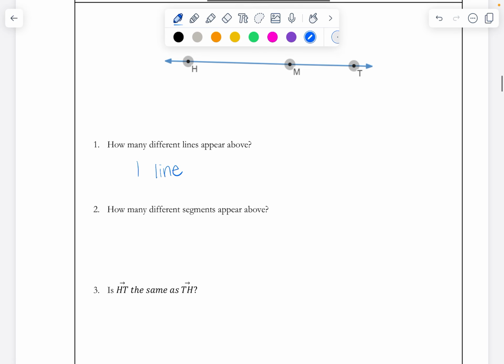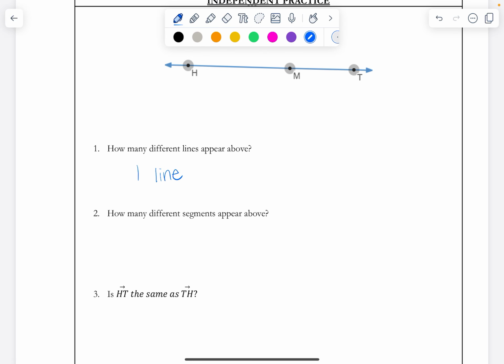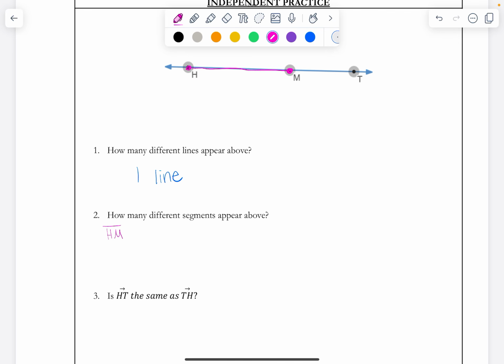Okay. Number 2 is talking about segments. It asks us how many different segments appear above. Now this is a little different than lines because remember, segments can be measured. So there are different segments here. So first segment I see is from H to M. It has 2 endpoints, H and M. So we're going to name that and we're going to put that on number 2. And remember to put that line above it to represent it as a segment. Okay, and you could also name this as MH. However, that does not change the measure of the segment. It's still the same segment. So either way you name that, it's just one segment.